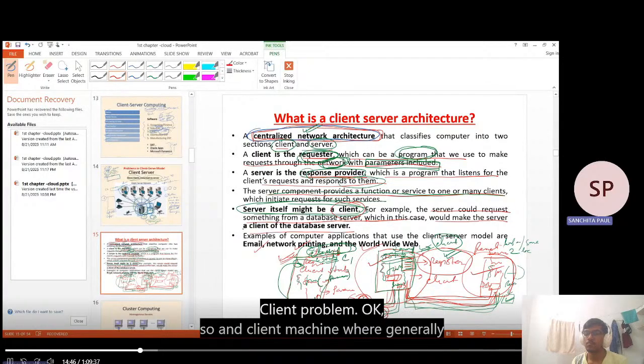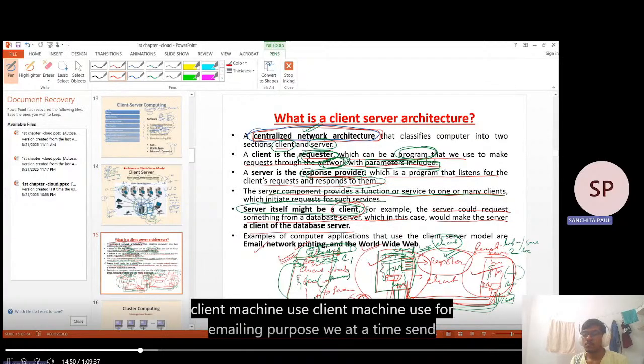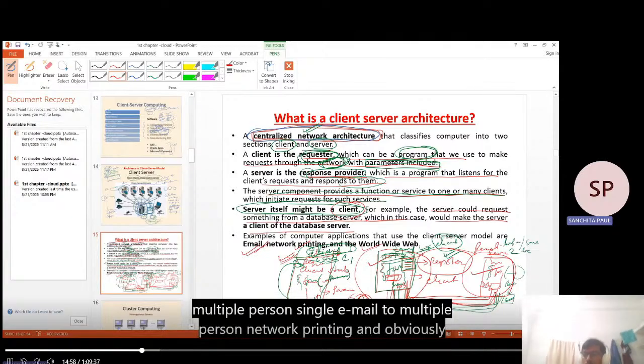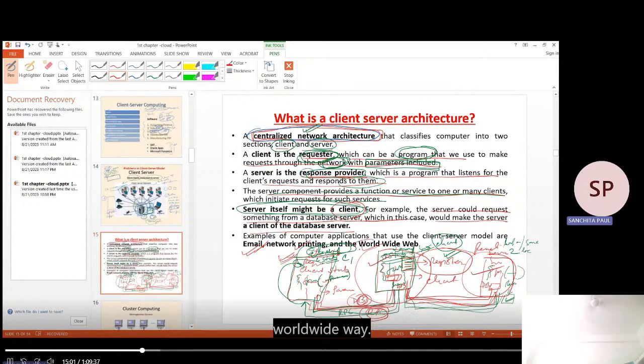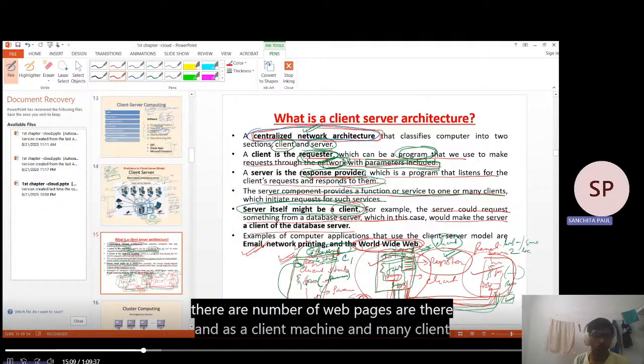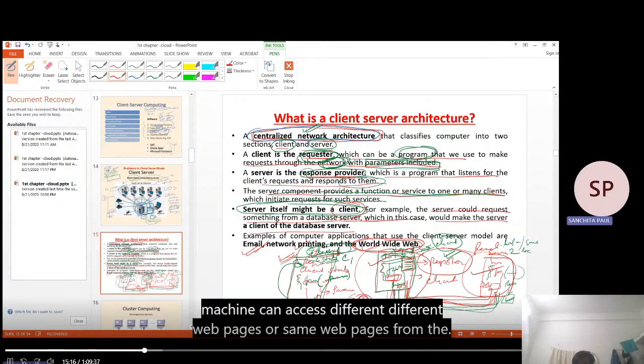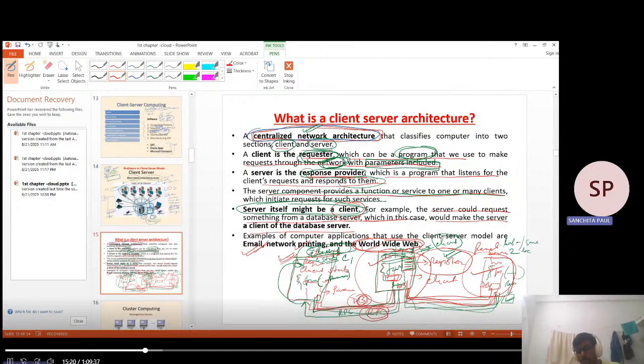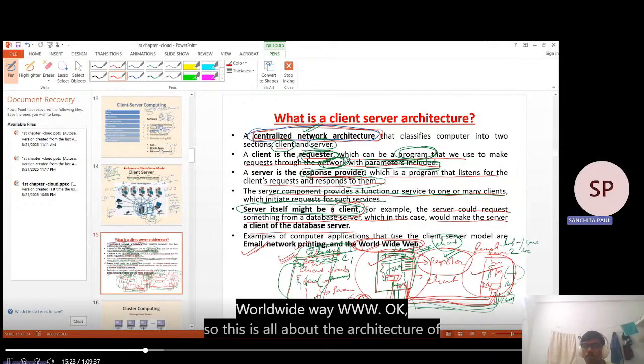Okay, so the client machine is generally used for emailing purposes. At a time we can send a single email to multiple persons, network printing, and obviously the World Wide Web. This is very important, the World Wide Web, because in the web there are a number of web pages, and as client machines, many clients can access different web pages or the same web pages from the World Wide Web, www. Okay, so this is all about the architecture of the client machine.